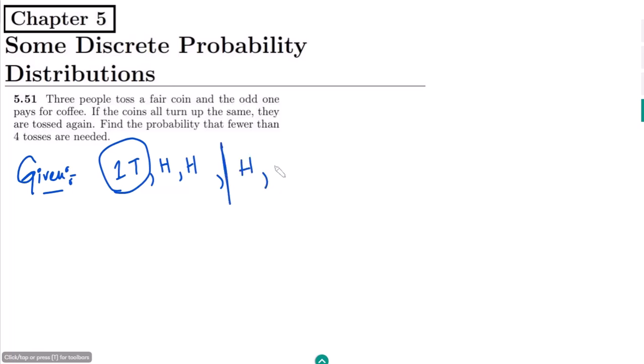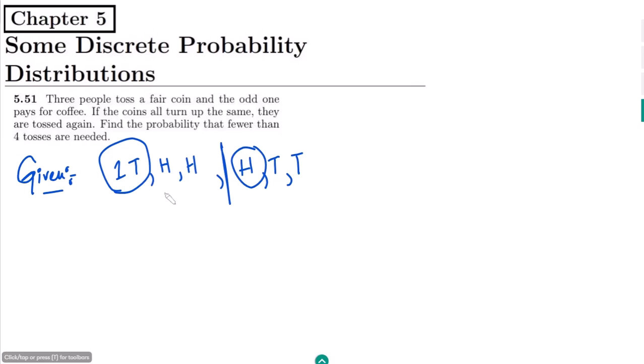Now first of all, let me write the given data. What are the conditions which are given here? There are three people who are tossing a fair coin. If the coins all turn up the same, they are tossed again. What does it mean? The three people are tossing a coin and the odd one of them, if one is tail and two are heads, then this tail will pay for the coffee. Similarly, if one is head and the other two are tail, this heads one will pay for the coffee. Okay, so this is what we have.